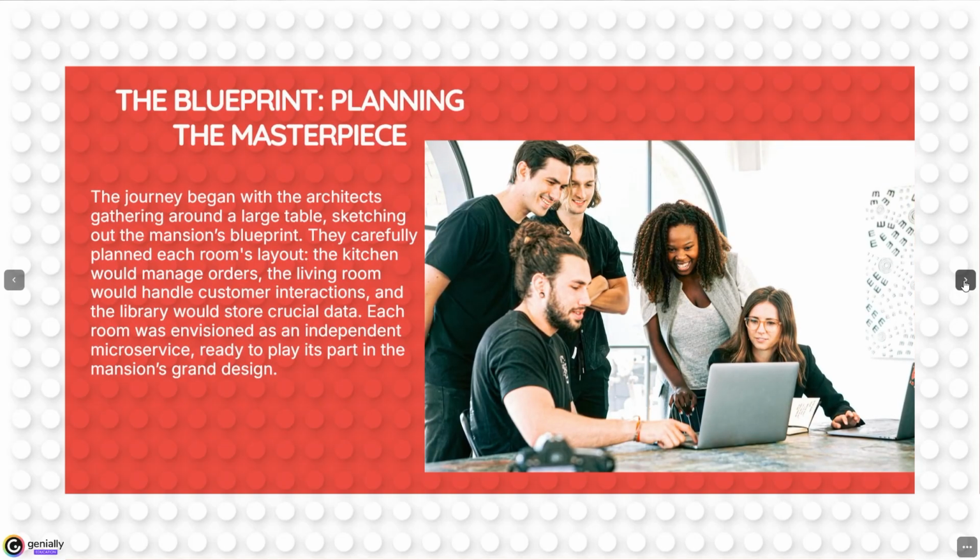The journey began with the architects gathering around a large table, sketching out the mansion's blueprint. They carefully planned each room's layout. The kitchen would manage orders, the living room would handle customer interactions, and the library would store crucial data. Each room was envisioned as an independent microservice, ready to play its part in the mansion's grand design.